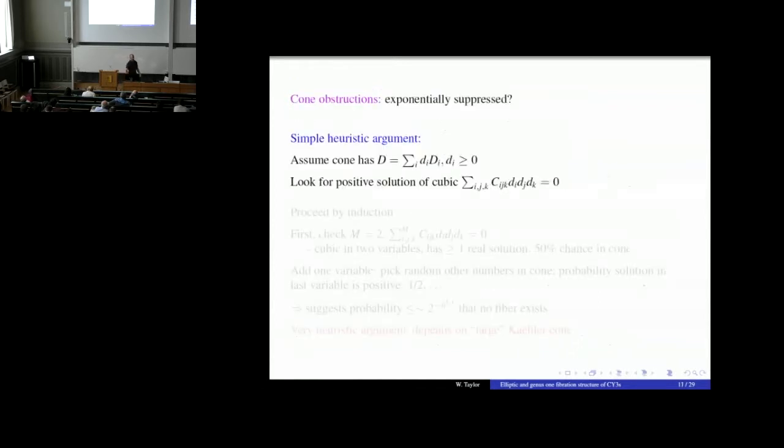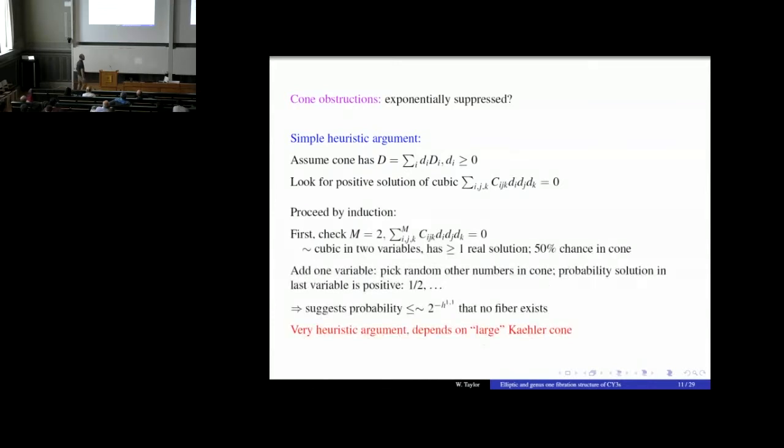Now, I'll make a slightly more heuristic set of arguments for why there shouldn't be a cone obstruction. This is really kind of a physicist argument. Let's assume that the cone is basically a generalized octant. It's just coefficients all have to be non-negative. And let's look for solutions of a cubic that are in that positive region. Let's proceed by induction. If we take 2 variables, we have a cubic, and now we can ignore the number theoretic problem because we already dealt with that. So a cubic in 2 variables has at least one real solution. That one real solution has a 50% chance of being in the right cone.